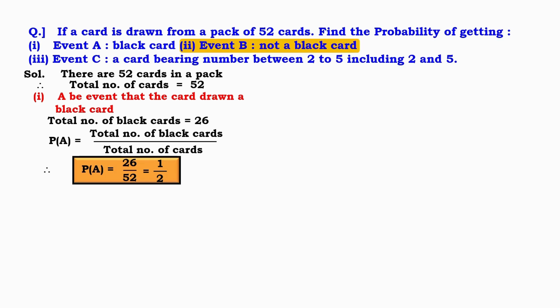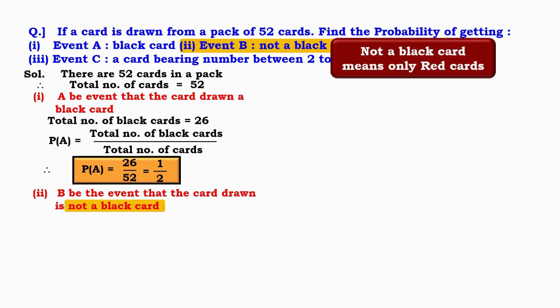Now coming to part 2, that is event B, not a black card. So let B be the event that the card drawn is not a black card. Not a black card means, we know that there are only two colors, right? Black card and red card. So if it is not a black card, it has to be a red card.